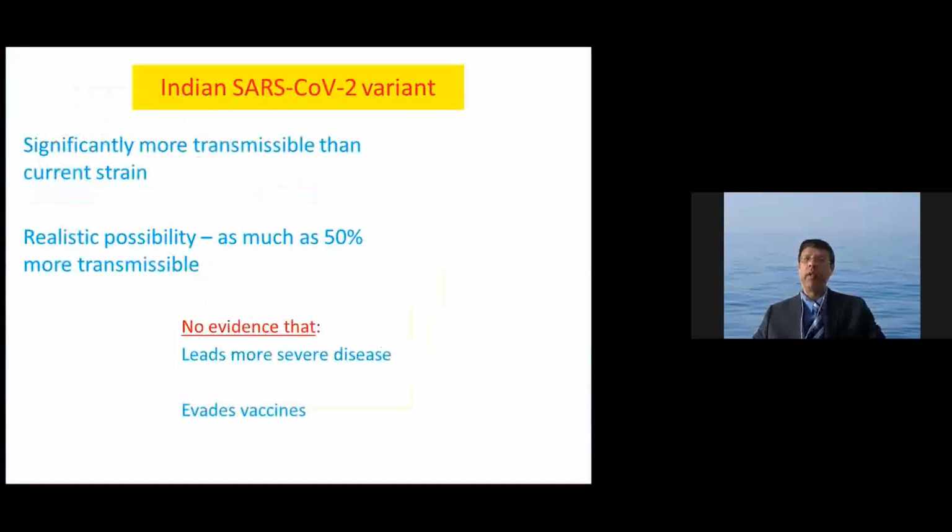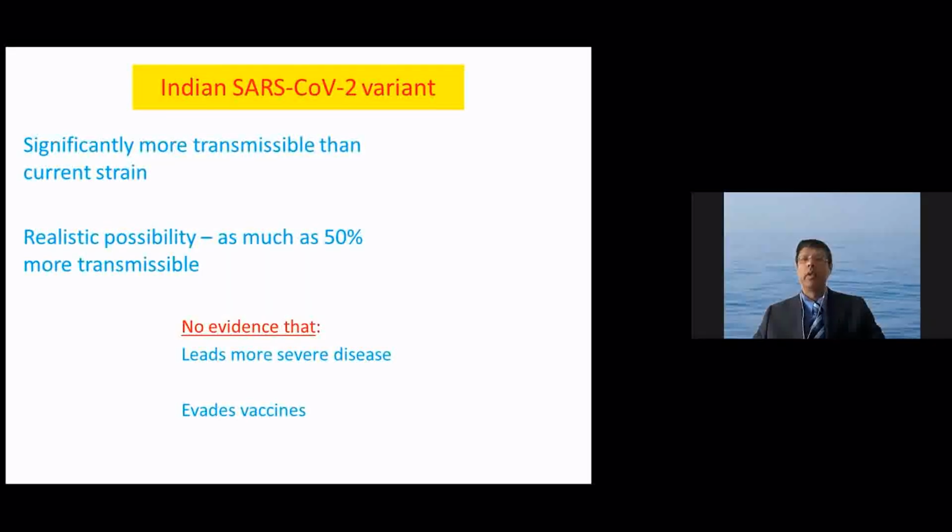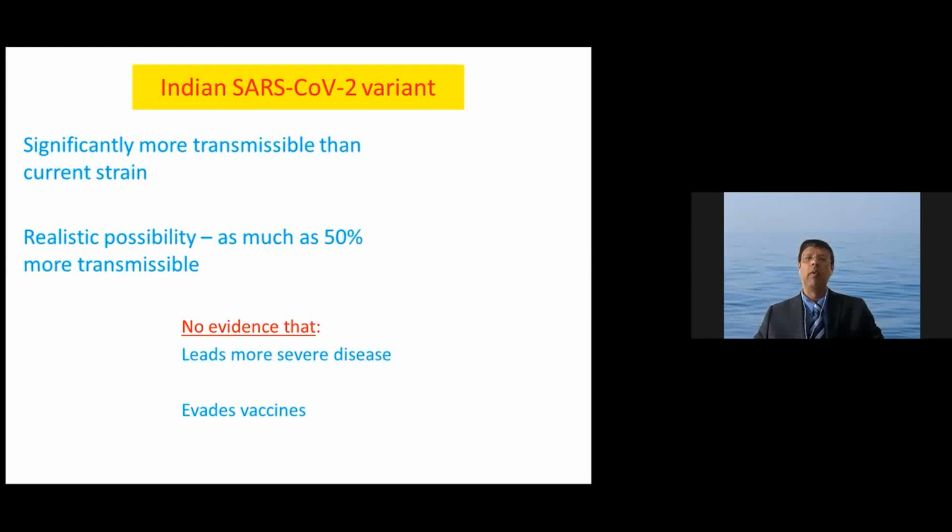So in summary, what we know at the present time is that the Indian variant has 3 subvariants. The number 2 subvariant is the one that appears to be increasing rapidly in the UK and in several other parts of the world. It's significantly more transmissible than the current strain. And there's a realistic possibility that it's 50% more transmissible. At present, there's no evidence that it causes more severe disease or leads to vaccine ineffectiveness or evades vaccines, because the studies are showing that vaccines are effective. But more studies would be forthcoming.